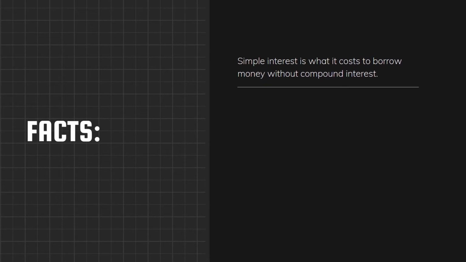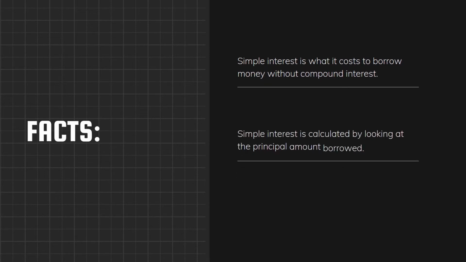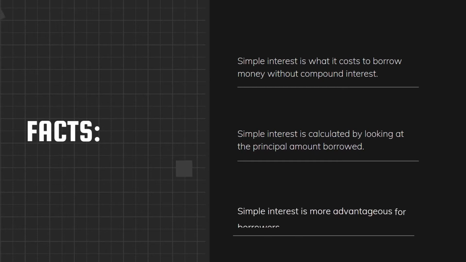Here are some facts about simple interest. Did you know? Simple interest is what it costs to borrow money without compound interest. Simple interest is calculated by looking at the principal amount borrowed. Simple interest is more advantageous for borrowers than compound interest.